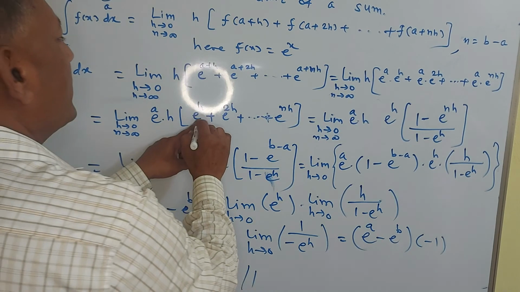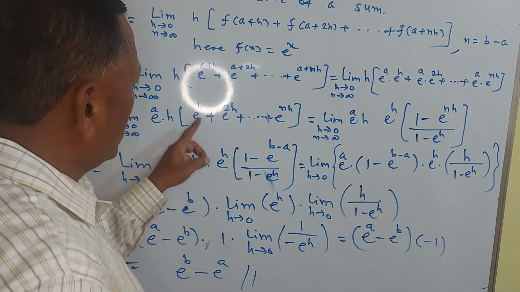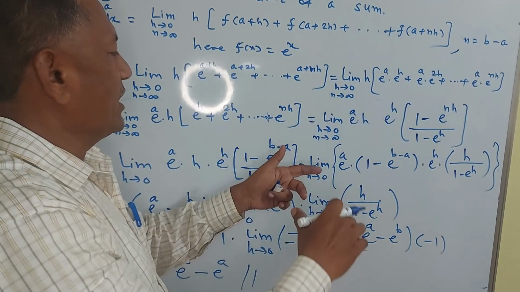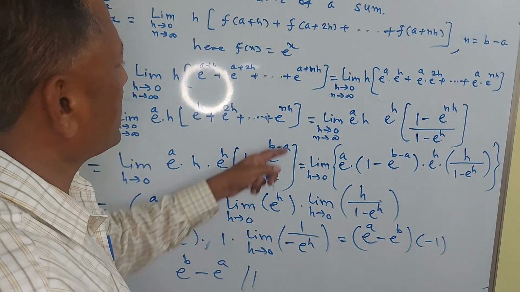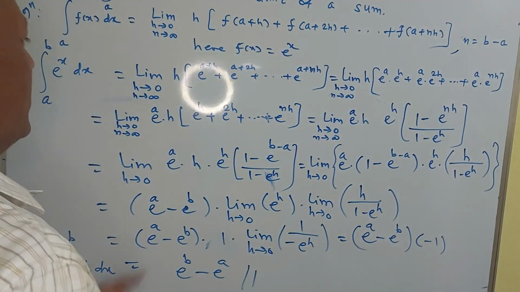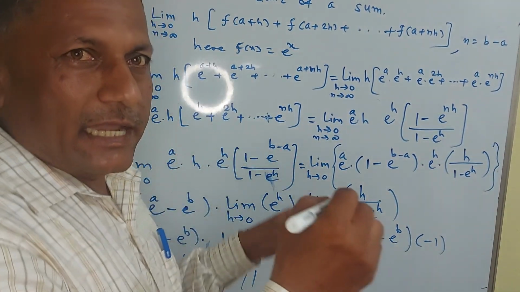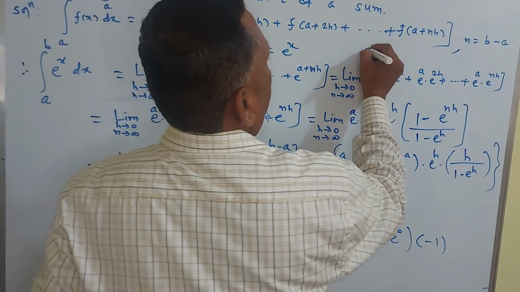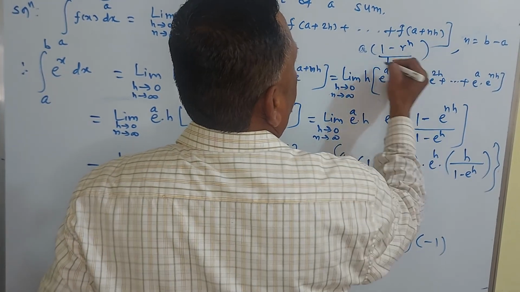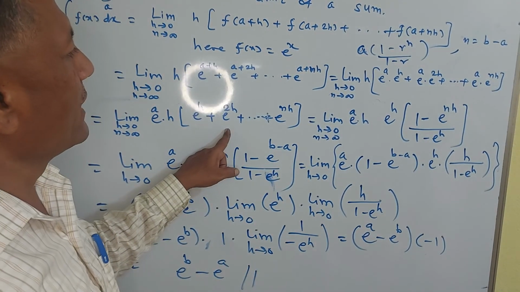So this is a geometric progression, e raised to h, e raised to 2h plus up to e raised to nh. So this can be written as e raised to h plus e raised to h square plus e raised to h cube plus up to e raised to h raised to n. So common ratio is e raised to h and its summation is a into 1 minus r raised to n upon 1 minus r, where r is the common ratio and here common ratio is e raised to h.